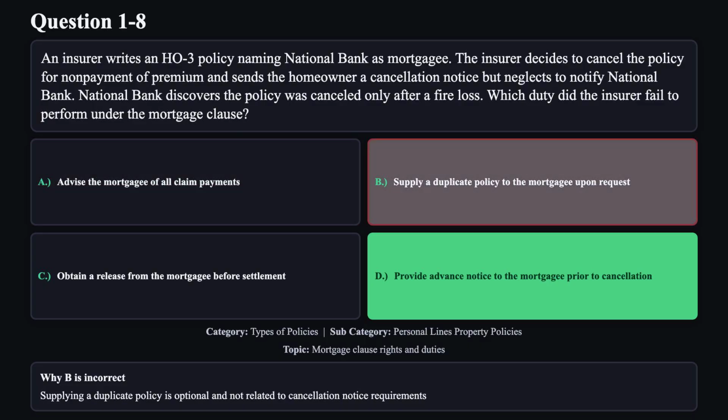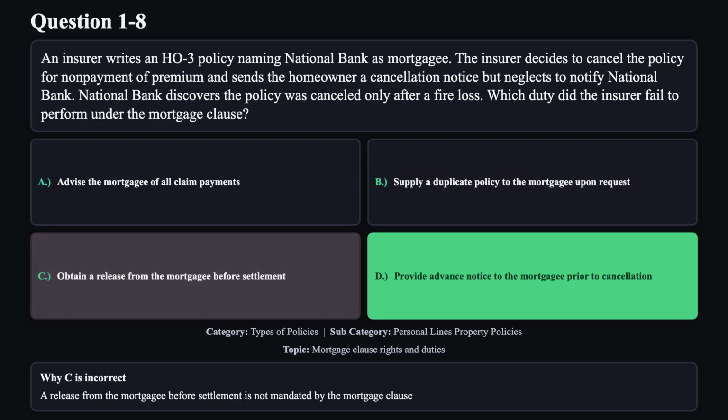Reason B is not correct. Supplying a duplicate policy is optional and not related to cancellation notice requirements. Reason C is not correct. A release from the mortgagee before settlement is not mandated by the mortgage clause.